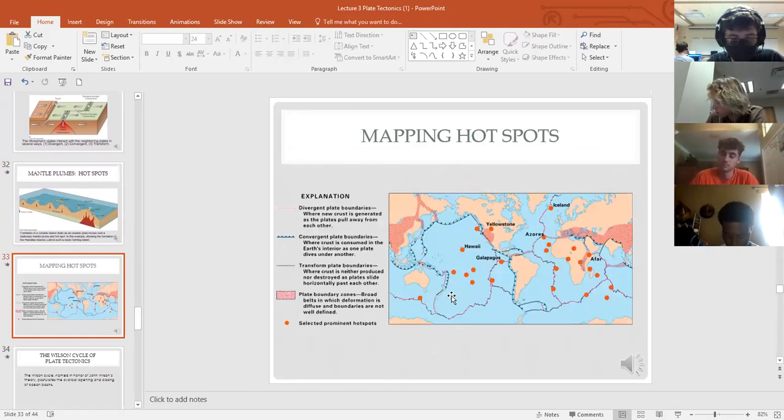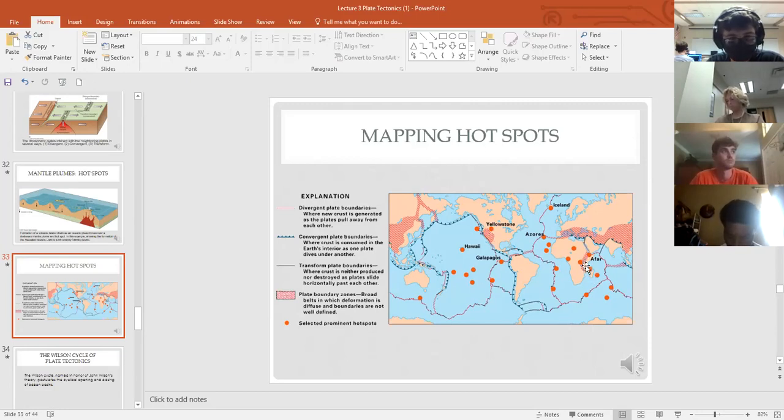So here's some of the hot spots in the world. We have ones in the middle of the plate. They don't tend to be dangerous out to sea. I mean, you can get earthquake activity, but they don't tend to be as dangerous. You tend to have volcanic islands. When they're on land, they tend to be pretty bad because they explode.